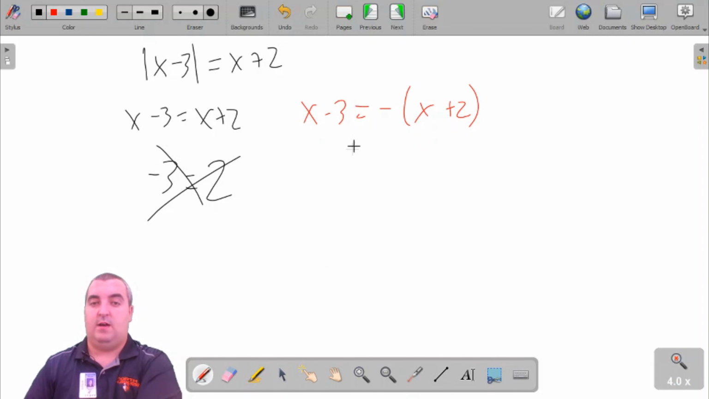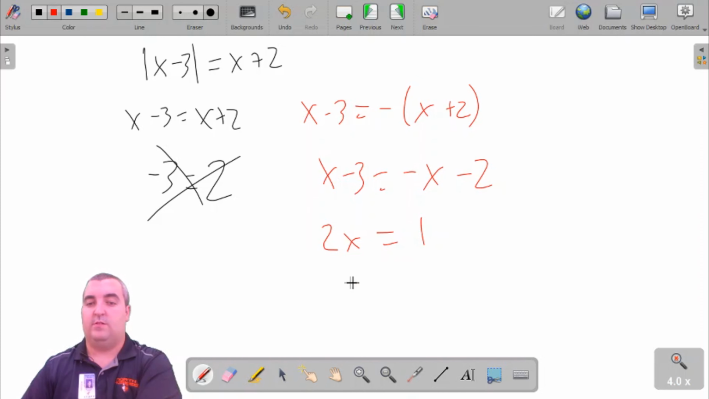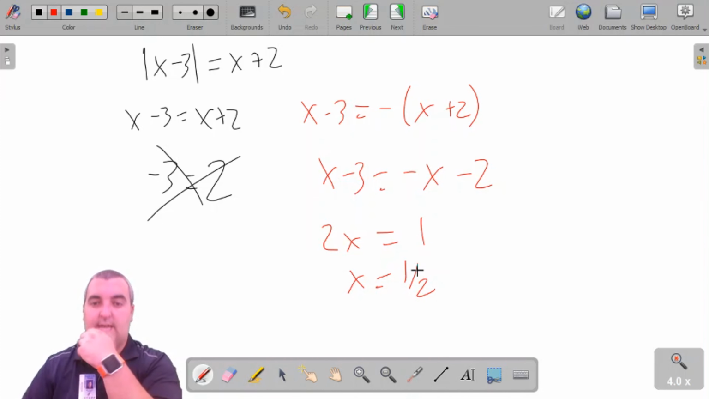So now we look at this one in red, and maybe this one will have a solution. So x minus 3 stays the same, negative x minus 2, add x to that side, add 3 over here, and then divide by 2, and you get x equals 1/2.